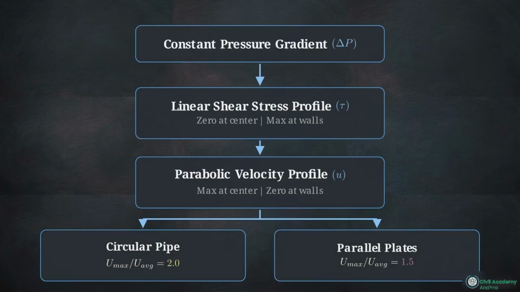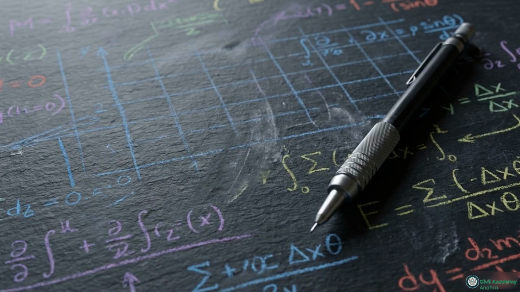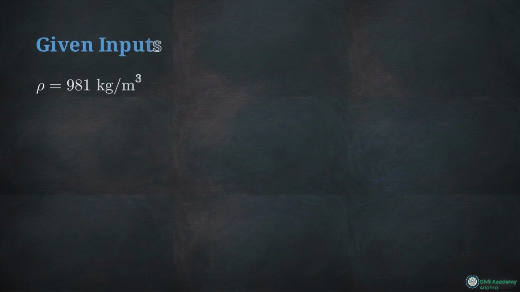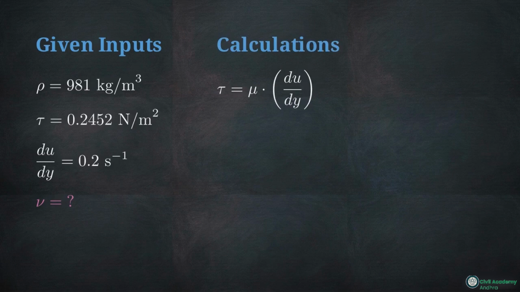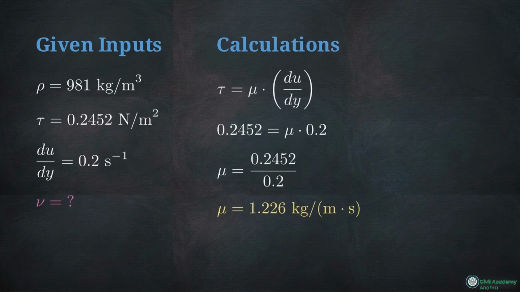Let's apply this framework directly to an APPSC-style problem. The prompt provides three inputs: a fluid density of 981 kilograms per cubic meter, a shear stress of 0.2452, and a velocity gradient of 0.2 per second. We need to find the kinematic viscosity. We apply Newton's law of viscosity. By isolating dynamic viscosity, we find a value of 1.226.